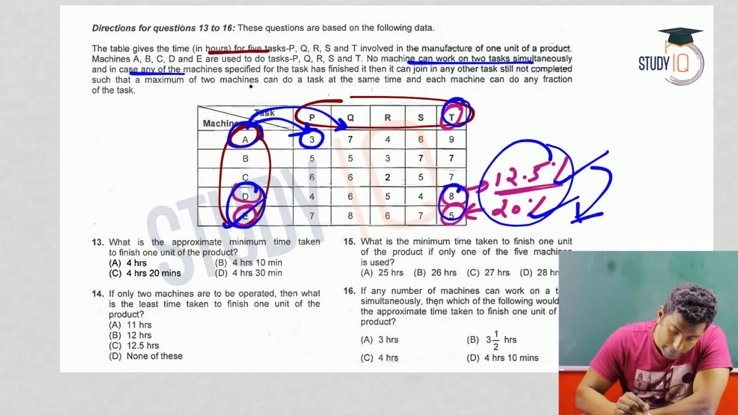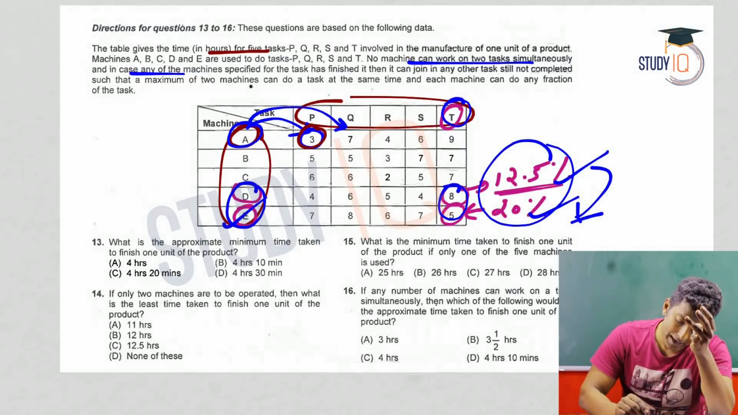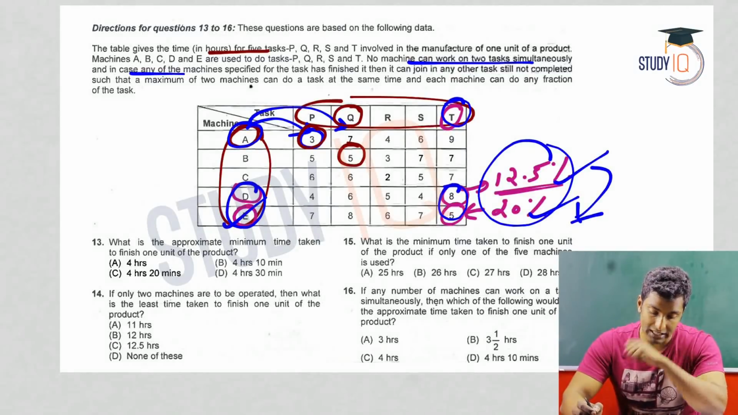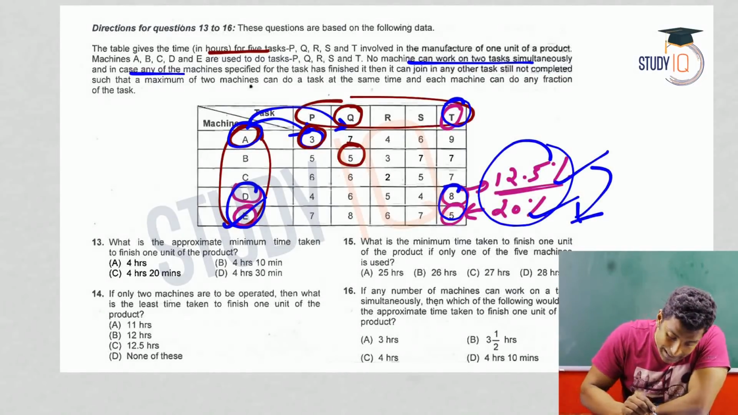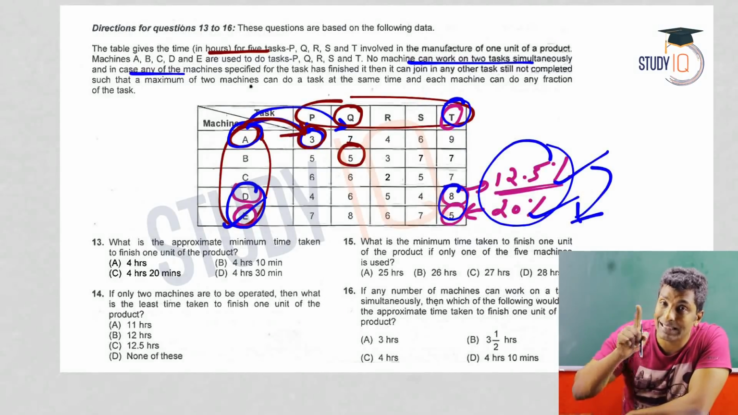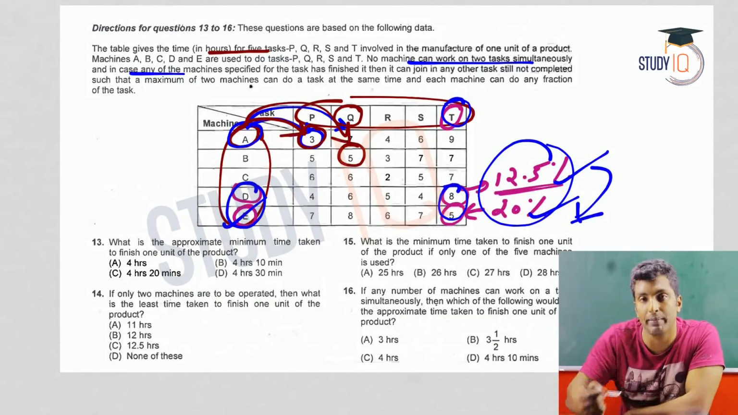Let's suppose machine A completed work P in 3 hours. We know to complete work Q by machine B, let's take machine B, machine B will take 5 hours. So machine A, after completing work P in 3 hours, can help machine B in completing Q. That's what I mean to say.